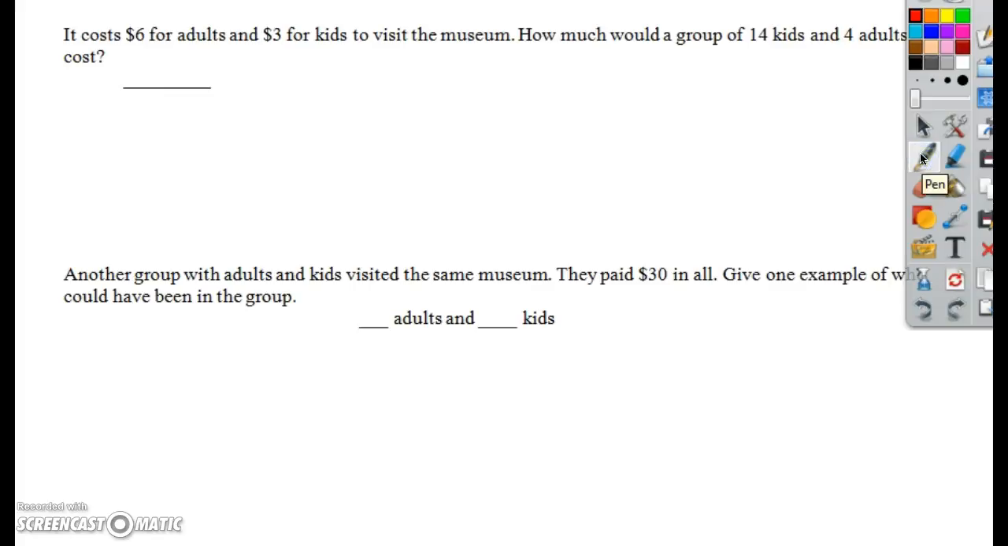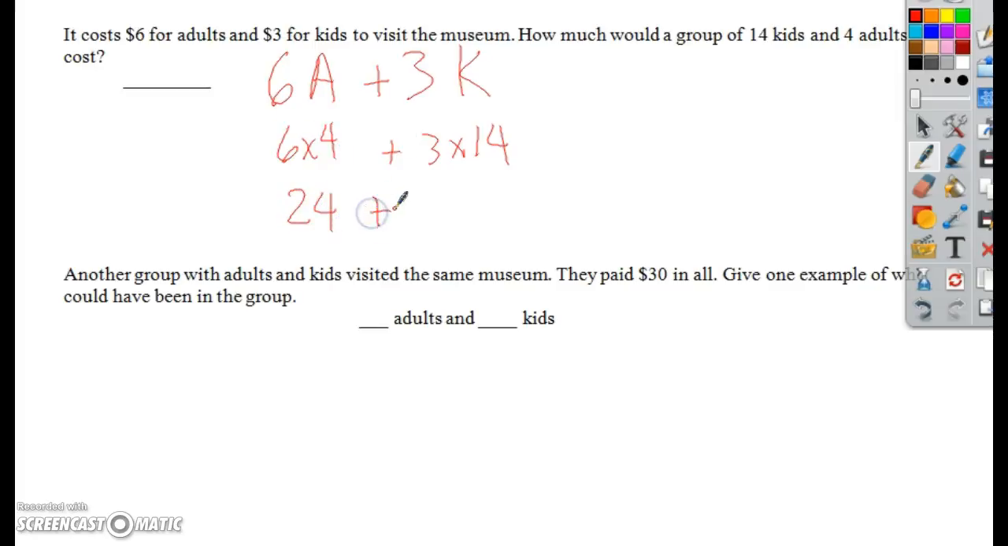Cost $6 for adults and $3 for kids to visit the museum. How much would a group of 14 kids and 4 adults cost? $6 for each adult plus $3 for each kid. And then I just put the numbers in. I got 14 kids, so that's 3 times 14. And I got 4 adults, so that's 6 times 4. 6 times 4 is 24, plus 3 times 14, 2, carry my 1, 42. 24 plus 42 equals 66 bucks.